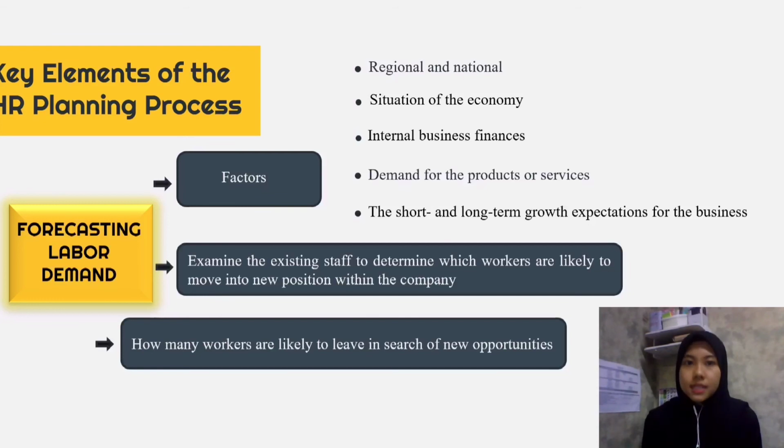To forecast staffing needs, take a look at the existing staff and see which current employees are likely to transition into new positions with the company. Also consider how many of the employees may leave in search of outside opportunities.